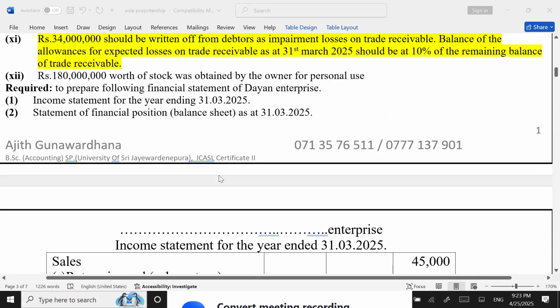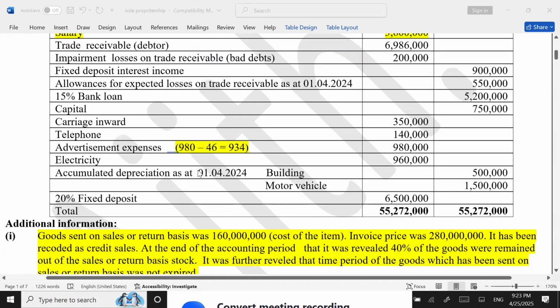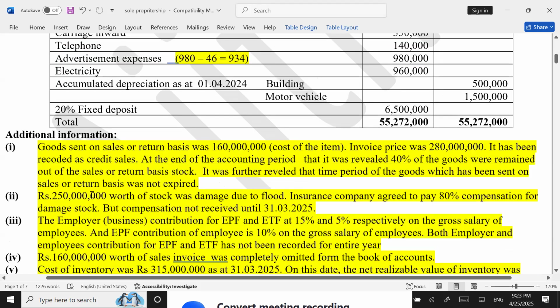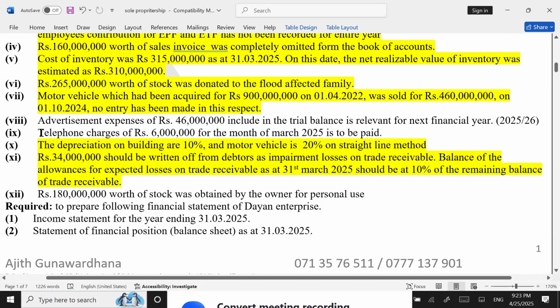Right, see the actual telephone expense. In the trial balance, telephone expense paid in cash is 140, and additional information nine says telephone charges of 6 million for the month of March 25 are to be paid. It means not paid in cash. This value should be recorded under current liability as accrued telephone, and it should also be considered as expense.